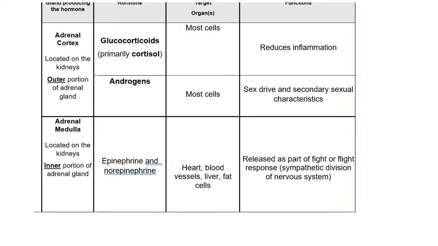The sympathetic division of the nervous system controls something called the fight or flight response. The fight or flight response occurs during situations usually of danger or stress. Your heart rate goes up, the blood pressure goes up, your liver cells secrete more glucose so that you can use those glucose molecules to make more ATP, along with your fat cells.